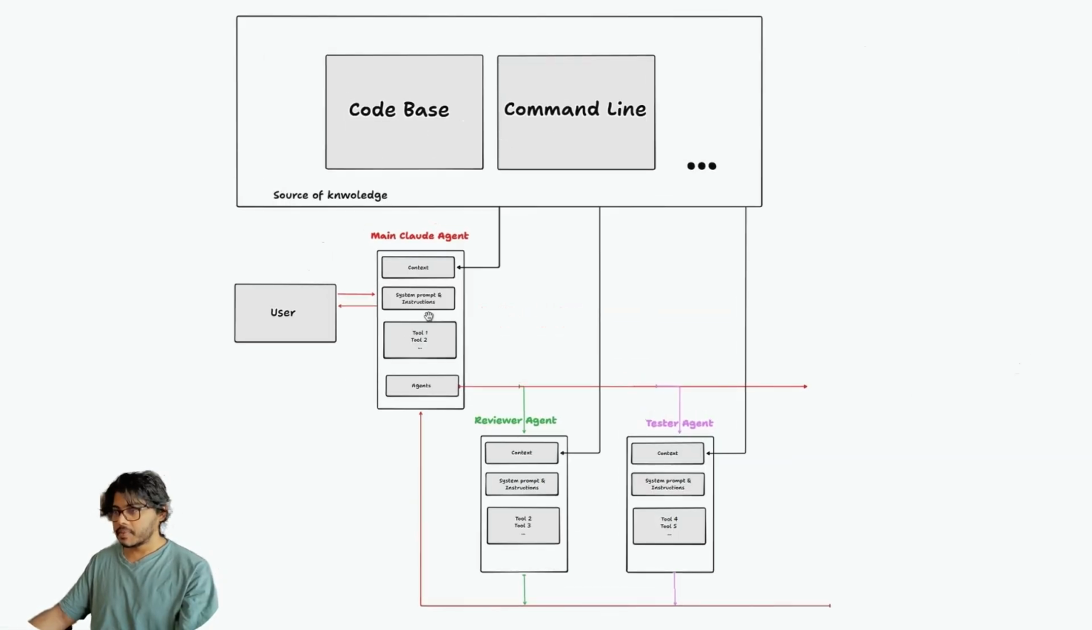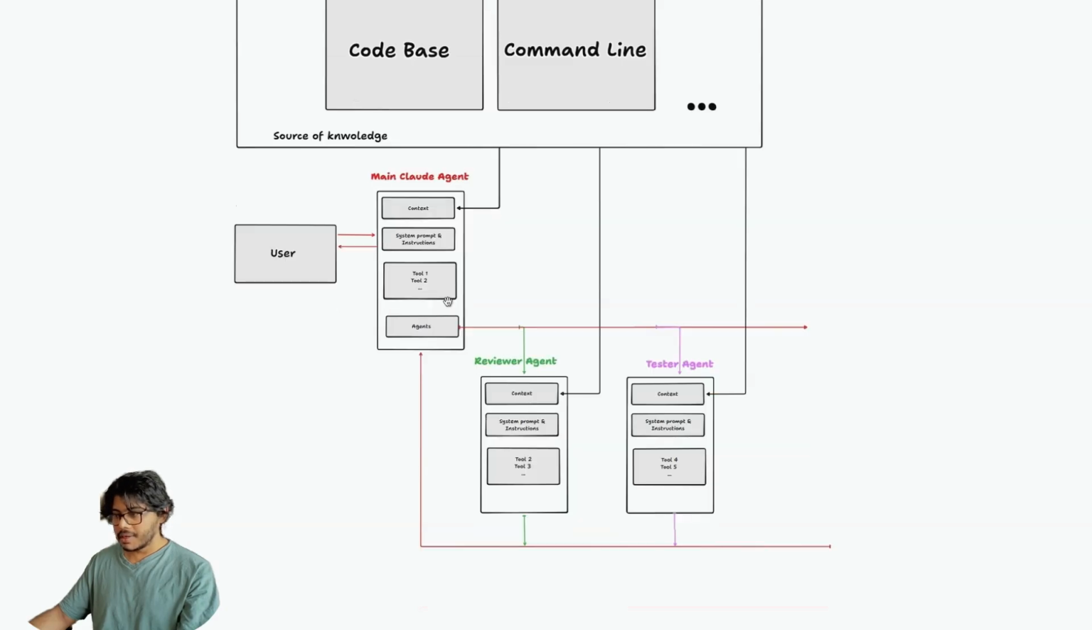You can see it here. The user is going to interact with the main Claude agent, but the main Claude agent is going to have access to multiple sub-agents. Let's say a reviewer agent to review the code, a tester agent to test the code. Each sub-agent is going to have its own context window, its own set of system prompts and customized instructions, and also its own set of tools.